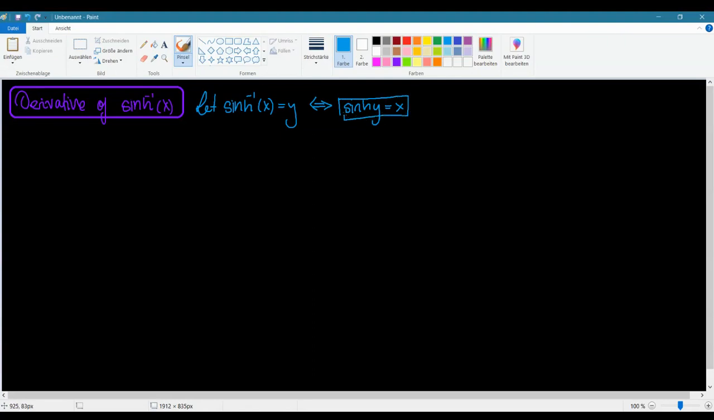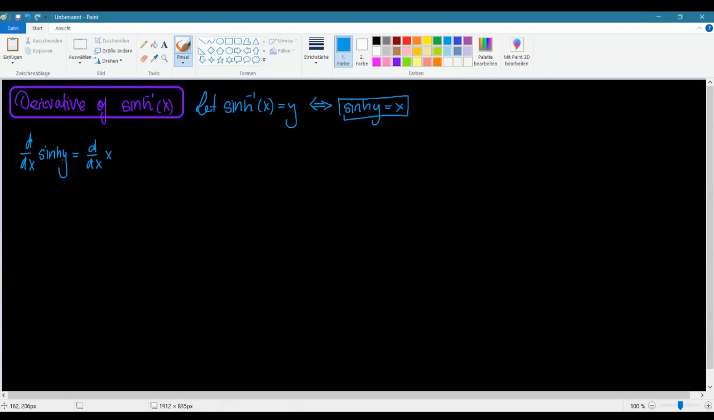Well, as with all of the other proofs of the derivatives of trig functions, not the hyperbolic ones, but it does hold up in the sense that the derivation is similar. We're going to use implicit differentiation to isolate dy by dx, which is the slope of the tangent line. So let's take the derivative of this. We're going to have d/dx of sinh y equals d/dx of x.